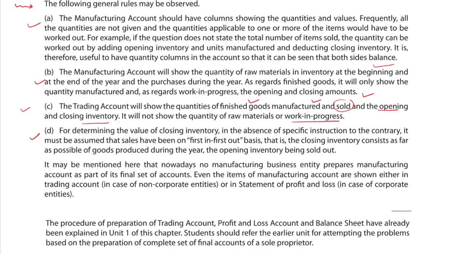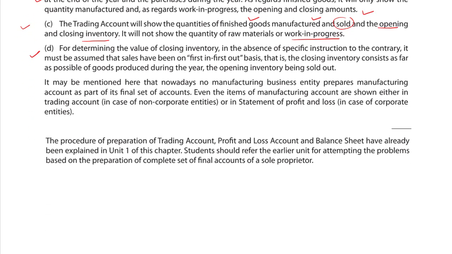For determining the value of closing inventory, in the absence of specific instructions to the contrary, it must be assumed that the total sales have been on the FIFO basis, first in first out. That is, the closing inventory consists as far as possible of goods produced during the year, the opening inventory being sold out.